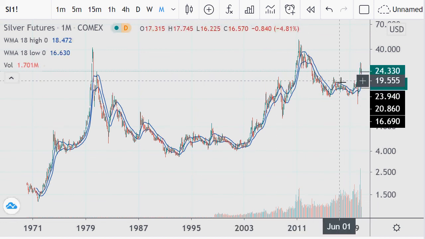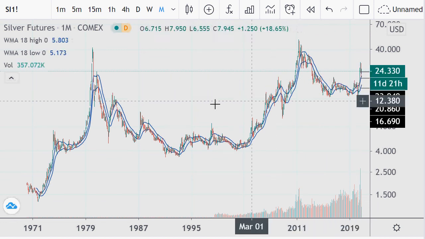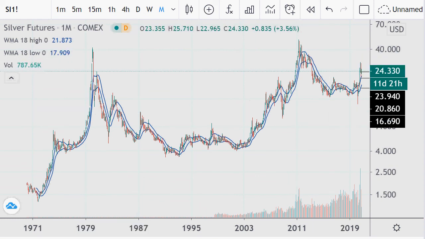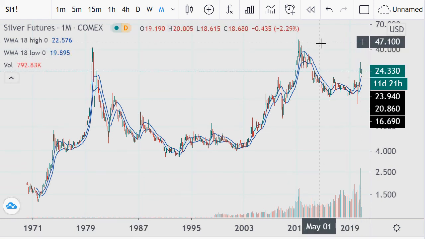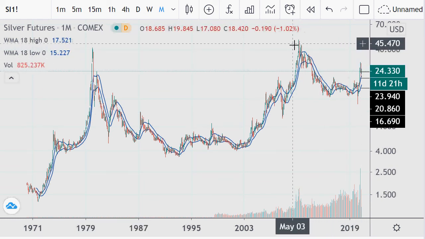I'll try to explain something. It's tough to explain, but I believe because of the fact that it has been suppressed, the price of this is going to explode big when it breaks this resistance. And that's why this is my favorite and largest holding.